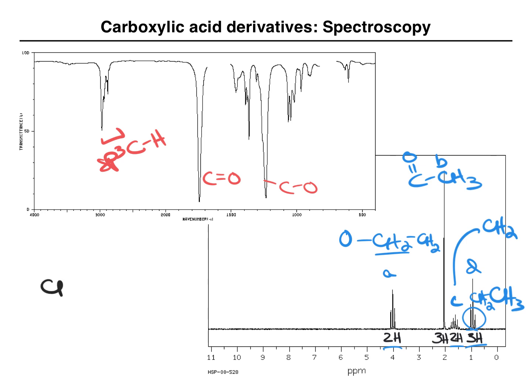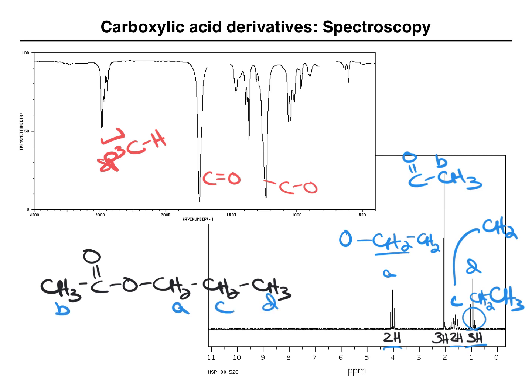So if we put this information together, we get propyl acetate. This is consistent with our IR because we have the C double bond O and the C-O, and we have a bunch of sp3 hybridized carbons connected to hydrogens. This is consistent with the NMR because this would be signal A, B, C, and D.